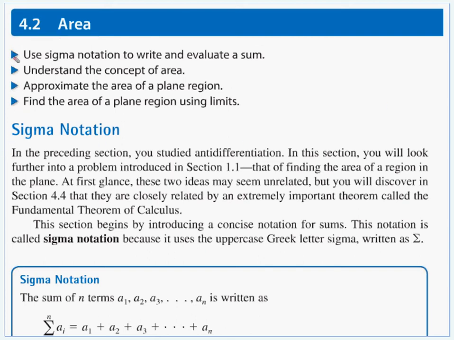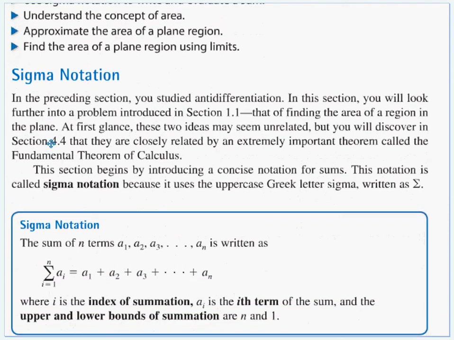We got some bullet points here. We're going to use sigma notation to write and evaluate sums. There will be a quiz on the sigma notation. We will understand the concept of area. We will approximate the area of a plane region, a flat two-dimensional space, and we will find the area of a plane region using limits. If you do take Calc 3, you move out of planes and into three-dimensional calc. That's a lot of fun.